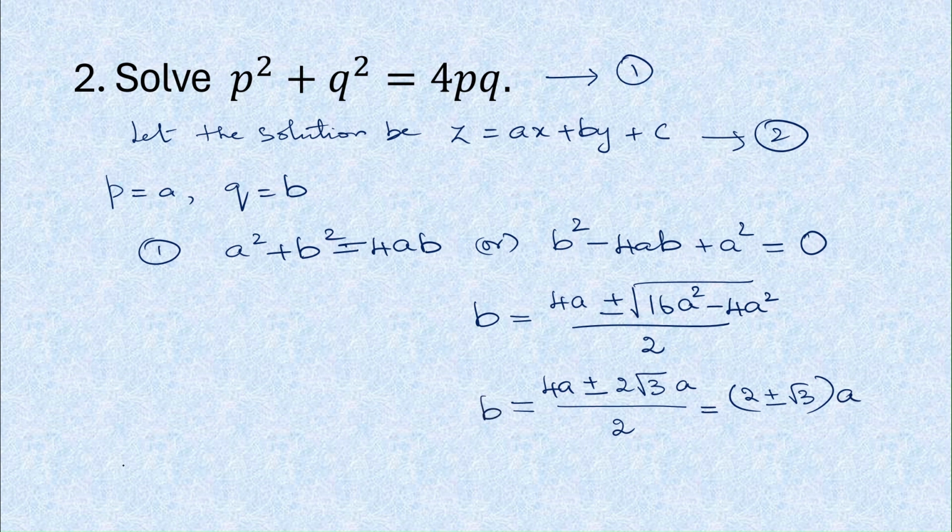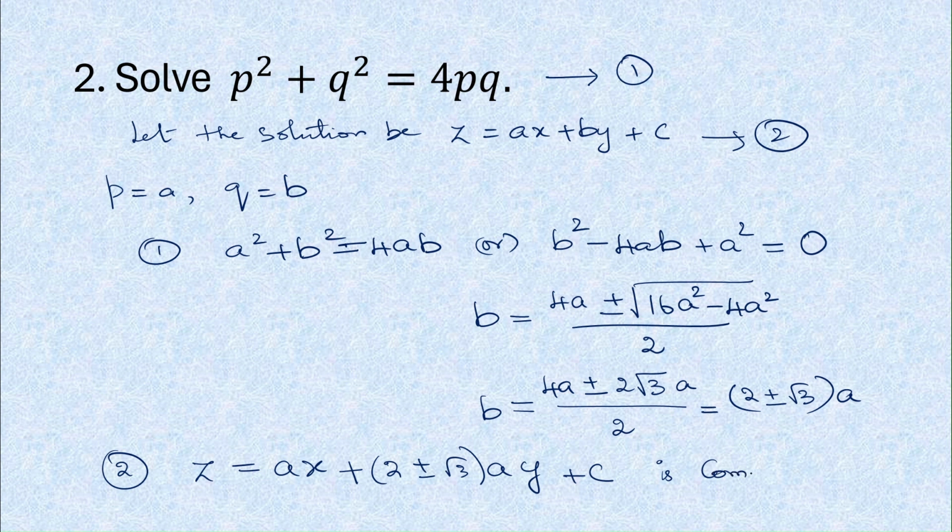So how to get the complete integral is, substituting in equation 1, z is equal to ax, b is substituted as 2 plus or minus root 3 into a into y plus c. So in this we are having only two arbitrary constants. So this is called the complete integral.